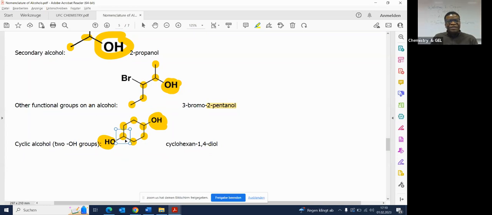Even if you started counting from the other hydroxy group, this one, if you said, okay, let this be one, one, two, three, four. So it's the same. Therefore, 1,4-diol, okay? And parent name from how many carbons? Hexane. Six carbons, hexane. Therefore, because it is in a cyclic form, I'm going to add cyclo: cyclohexane.